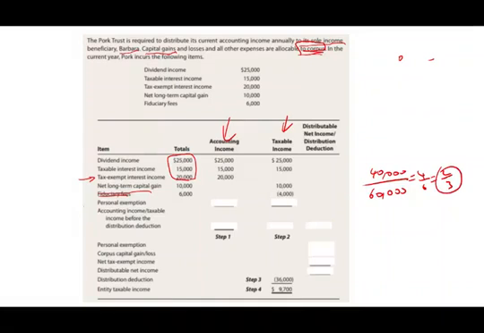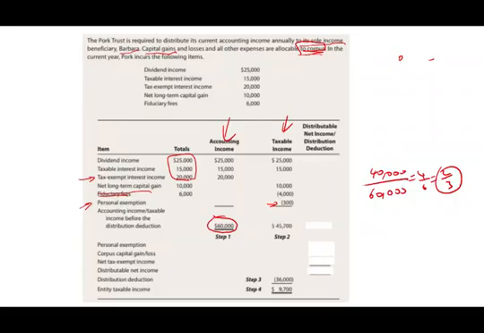Now let's talk about the personal exemption. We're going to assume this is a complex trust fund. Accounting income, no, it's not. Is it deductible under taxable income? Yes, you can have a deduction of $300. So your accounting income is $60,000. And remember, part of it, 40 out of 60, is taxable and 20,000 was tax-free.